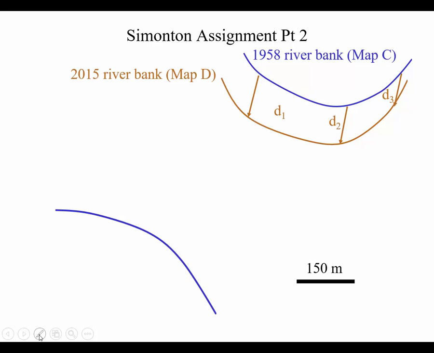Then you'll need to determine the rate of change. So for that, you need a distance and a time. You know what the time interval is. It's 1958 to 2015. Now, the distance depends on how you draw this line. I could have drawn it kind of at perpendiculars, or I could draw it more like this.